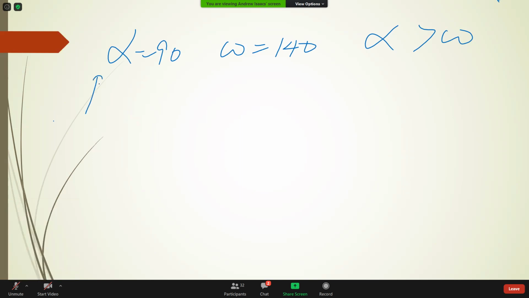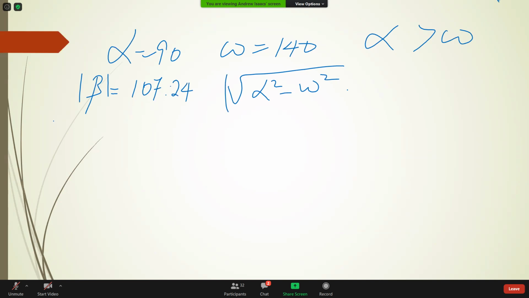Sir, what is beta? Calculate beta for me, which is really mod beta. 107.238. All right, and you found that by the square root of alpha squared minus omega squared, yes? Modulus of that. Okay, excellent.